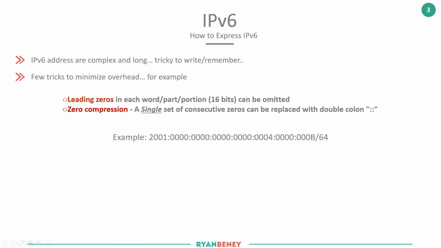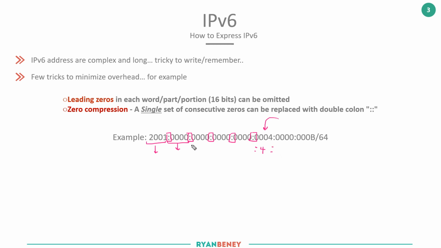Here's an example of an IPv6 address written out. So it's long-handed, and we can see that each of these are obviously going to be our 16 bits. We can see they're broken up by these colons. And we know that based on rule 1, things like this here can be completely replaced with just a 4.